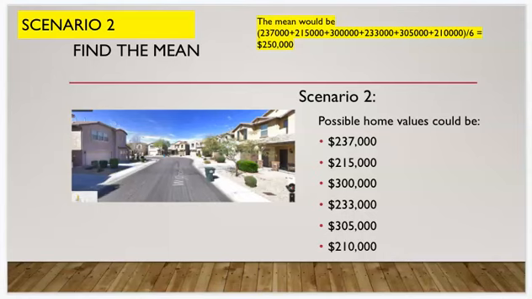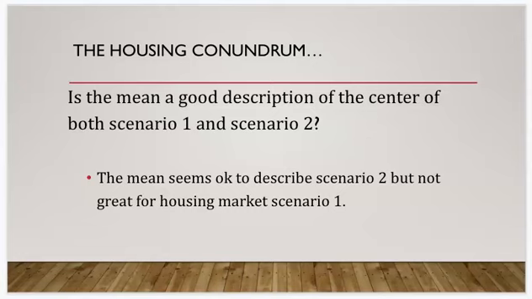What's causing this? Is the mean a good description of the center in both scenario 1 and scenario 2? Well, the mean seems to be okay to describe scenario 2, where the housing prices were closer together, but not a great description of scenario 1. And why is that? In scenario 1, that $1 million house is really pulling our mean up higher. Let's look at some other measures in another video.